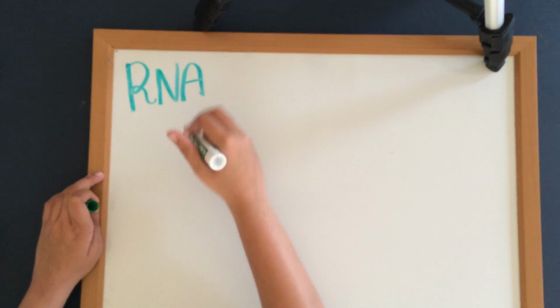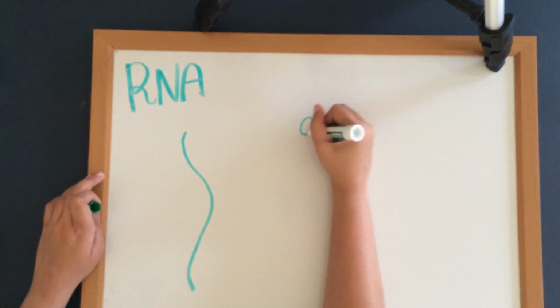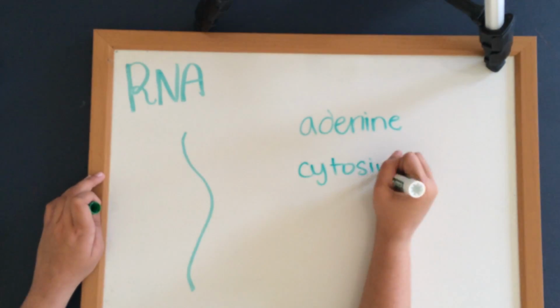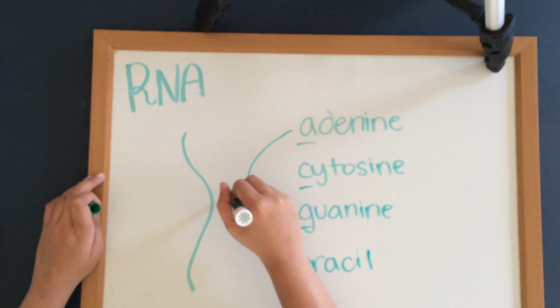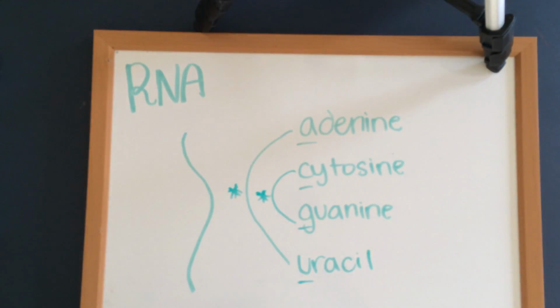Unlike DNA, it is single-stranded and is formed of 4 nucleotides: adenine, cytosine, guanine, and uracil, with A bonding to U and C bonding to G.